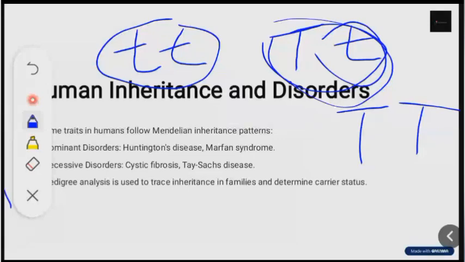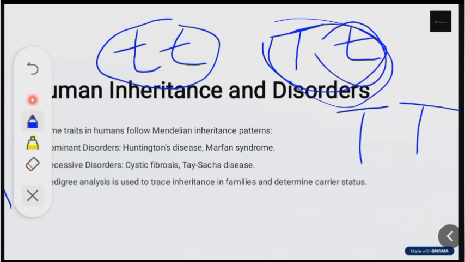Now, the next type of disorder we can see is called recessive disorders. Recessive disorders are those disorders that can manifest when there are two copies. Hope you are still together.